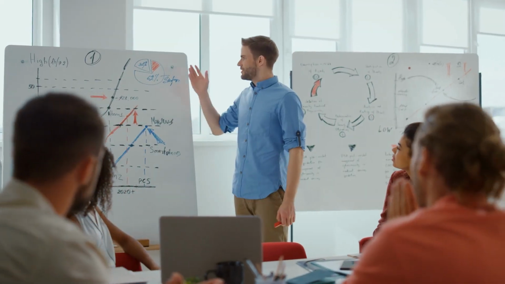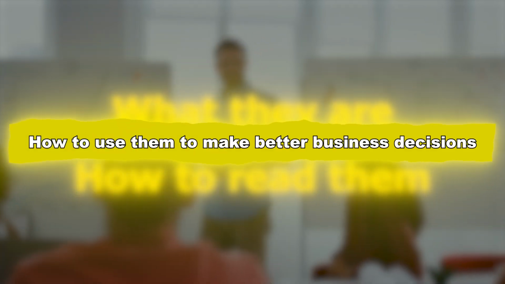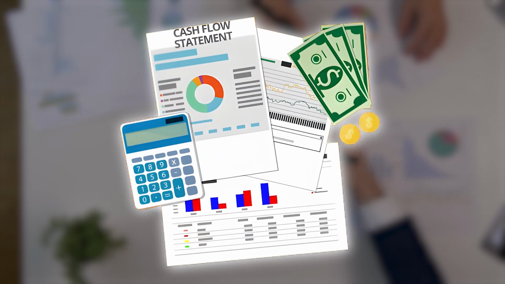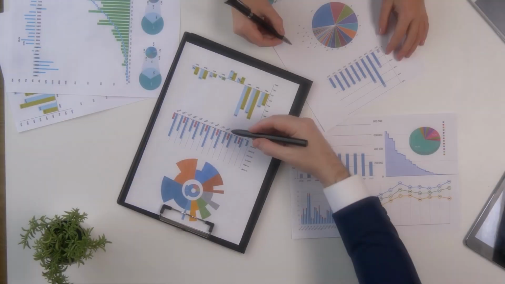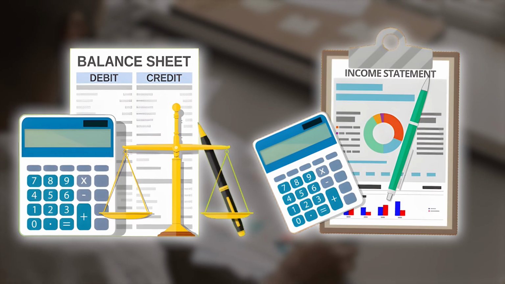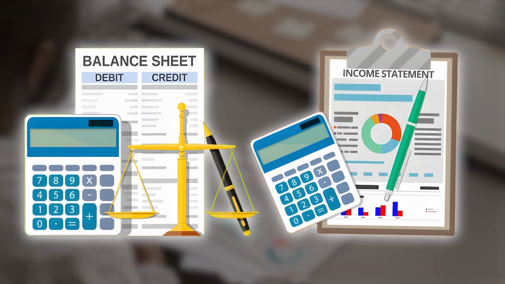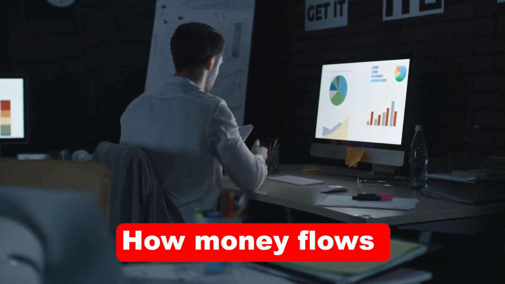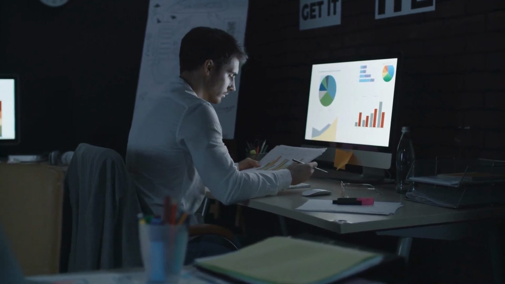Today, we're diving deep into cash flow statements: what they are, how to read them, and most importantly, how to use them to make better business decisions. What is a cash flow statement? A cash flow statement is one of the essential financial reports for any business. It stands alongside the balance sheet and income statement, giving a clear picture of your company's cash movements. In simple terms, this statement captures how money flows in and out of your business over a set period.